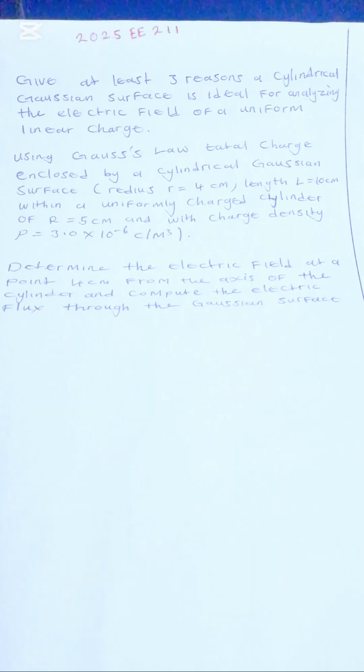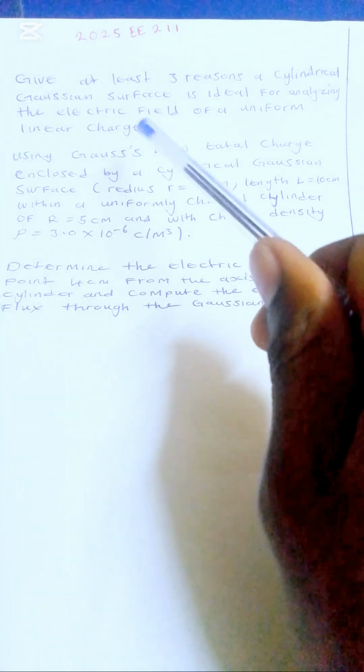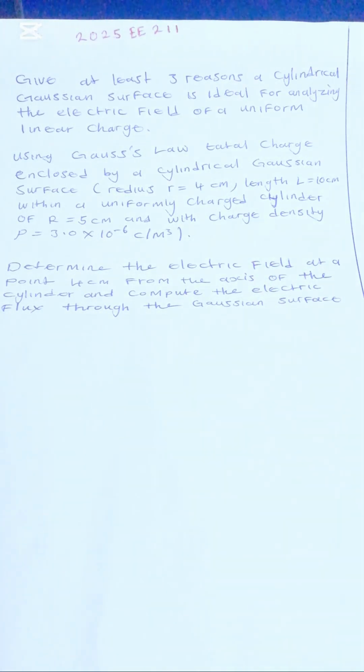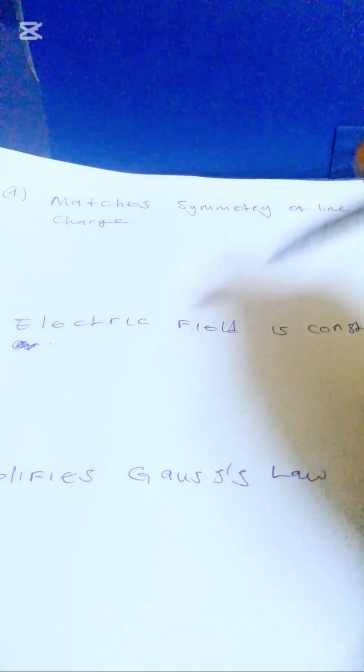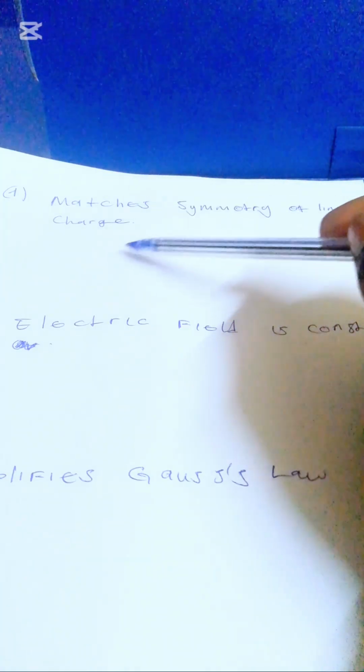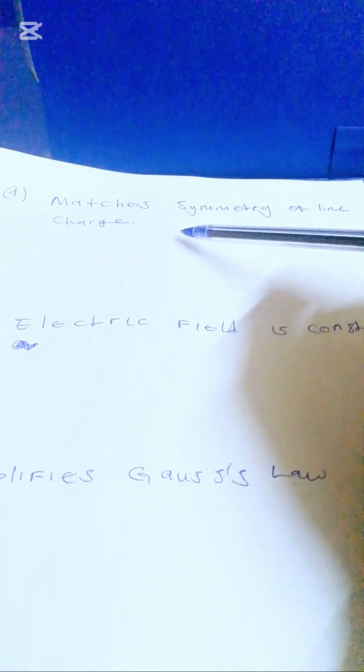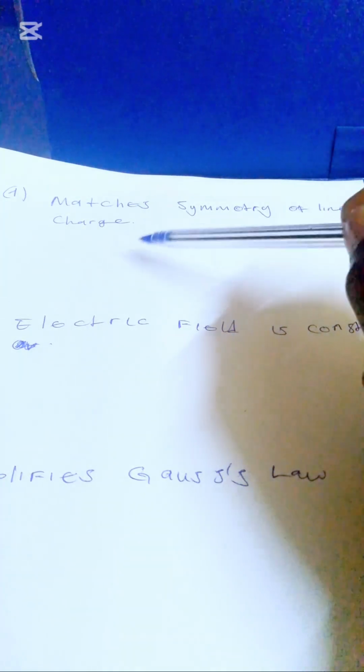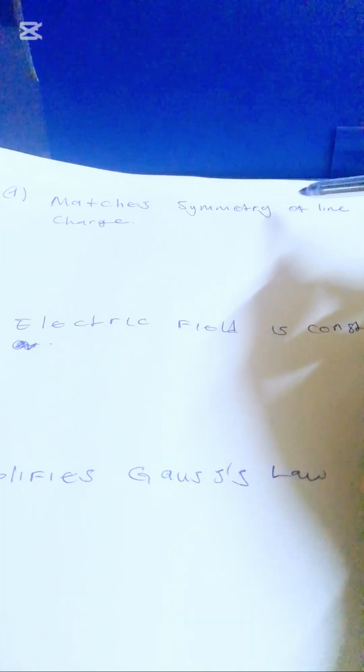So what are they talking about? They're talking about a linear charge. So here the best thing is that you have to understand what they're talking about, not just memorize. So I'll just draw something. The first reason is that it matches the symmetry of the line charge.